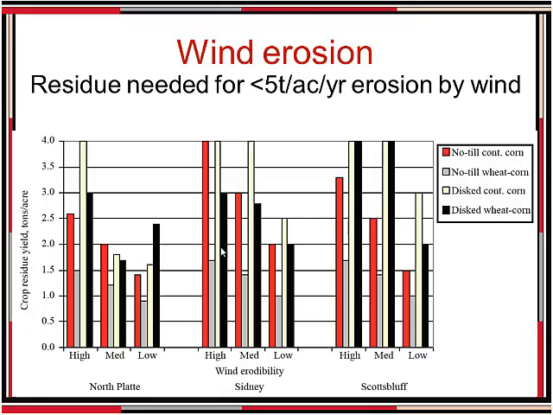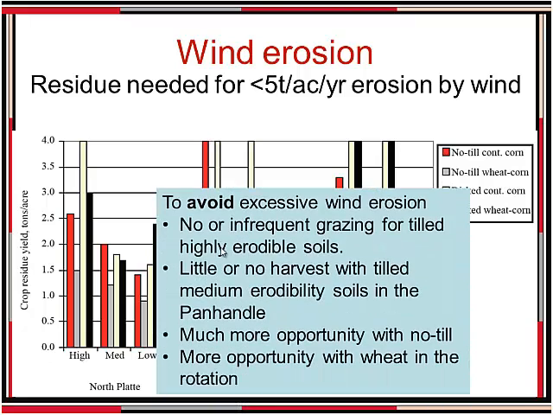And then we have our tillage situations. And generally, if we're doing tillage, it's suggesting to us that we should not remove any. Maybe a little bit if we have wheat in the rotation. So to summarize on this, to avoid excessive wind erosion, we want no or infrequent grazing maybe, or light grazing, for tilled highly erodible soils. We want little or no harvest with tilled medium erodibility soils in the panhandle. We have much more opportunity for removal if we're going no-till, and more opportunity if we have wheat in the rotation.